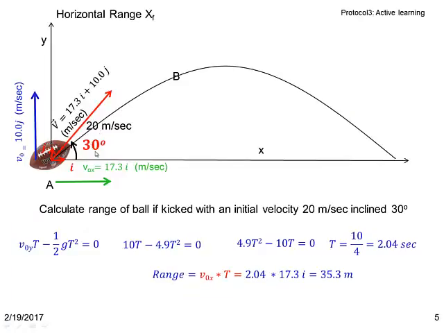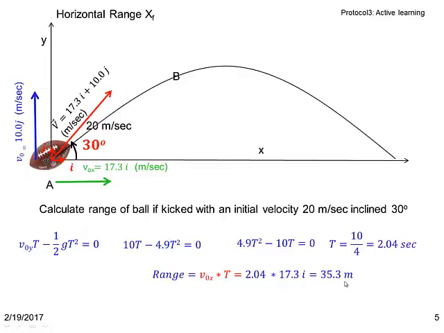For the same problem, we calculated the time of flight as 2.04 seconds in the previous slide. So multiplying this time with the initial velocity in the x direction, which is 17.3 meters per second, we get the horizontal range as 35.3 meters.